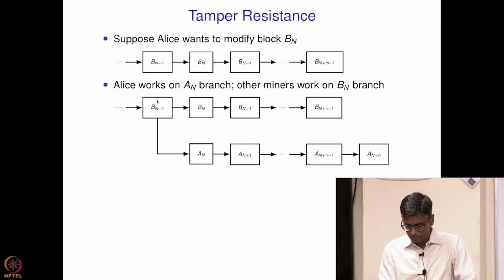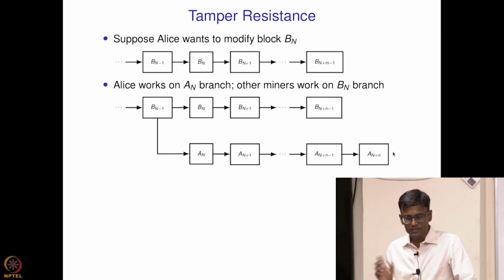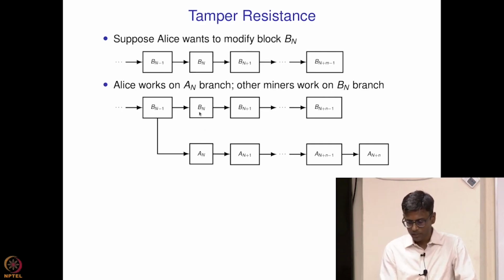The way you can do it is that if Alice can create a branch of the Bitcoin blockchain which is more difficult to produce than the branch which has Bn, then all the nodes in the network will switch to this branch. So Alice wants to modify this block Bn. She creates a modified block An, and then starts mining on top of that. If she can somehow create a fork which is longer than the regular chain, then the Bitcoin protocol says that the longest chain, or the chain which is the most difficult to produce, is the valid chain. So all the nodes in the network will switch to this, and Bn would have been modified to An.